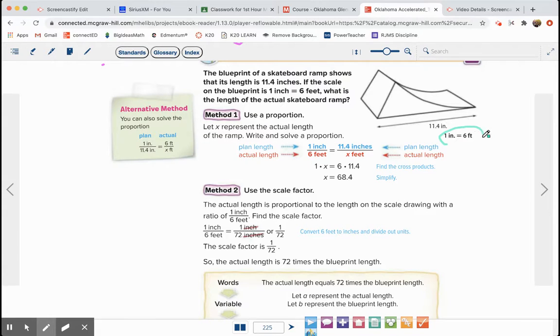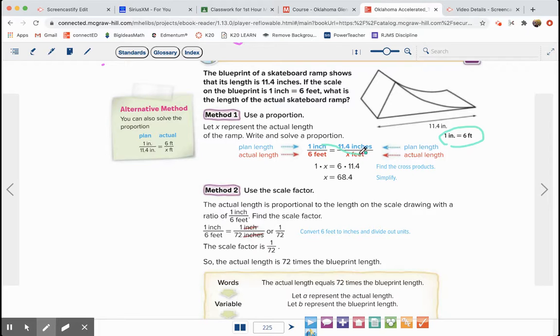Our scale is your first fraction. Model over actual, so 1 inch over 6 feet. And then they gave me 11.4 inches. So I have inches over feet, so my other side will still be inches over feet. Since they gave me 11.4, that was the model number, so that goes on top. What we're trying to figure out is the bottom number, the actual length of the skateboard ramp.